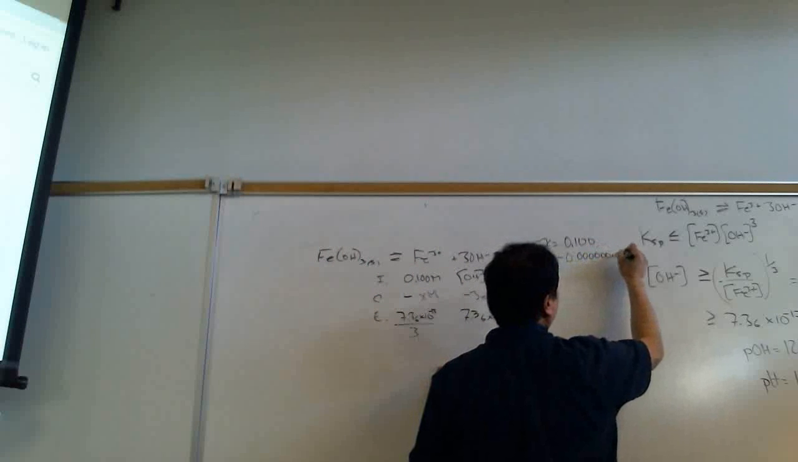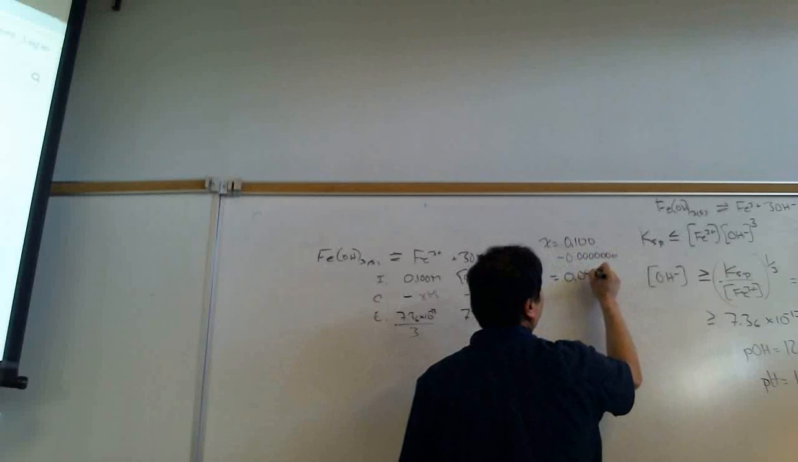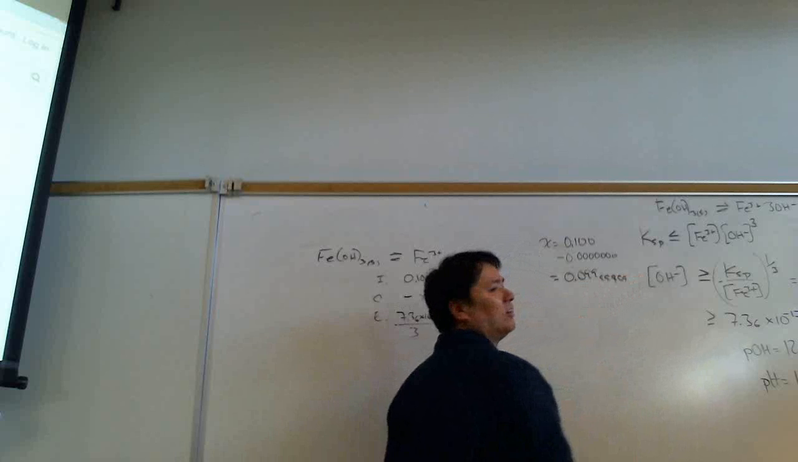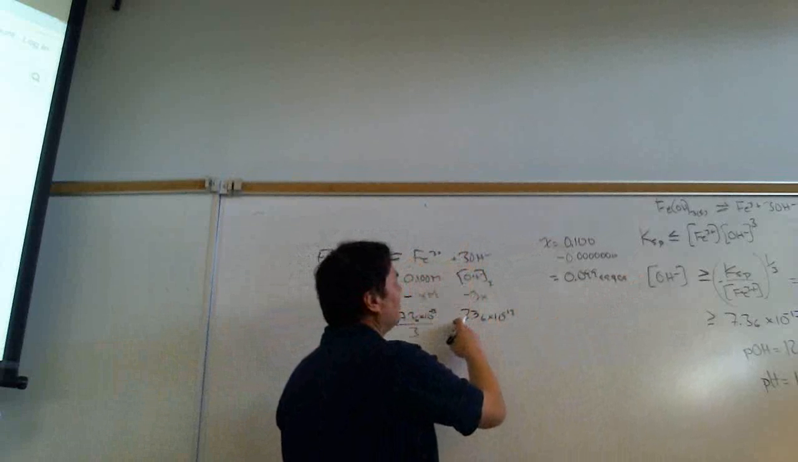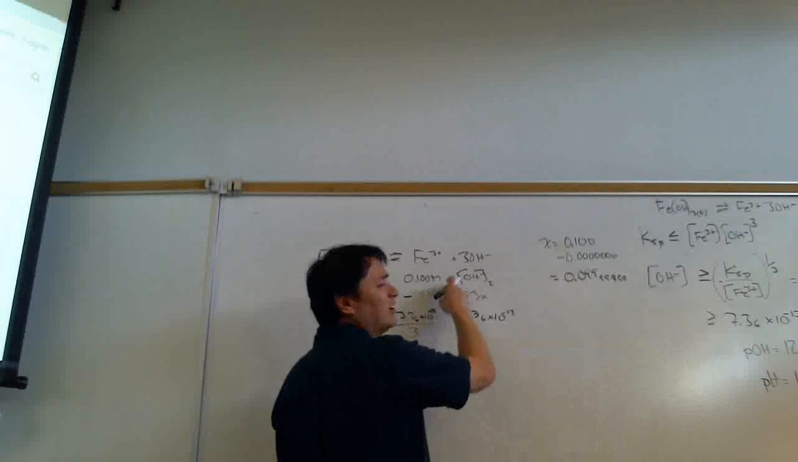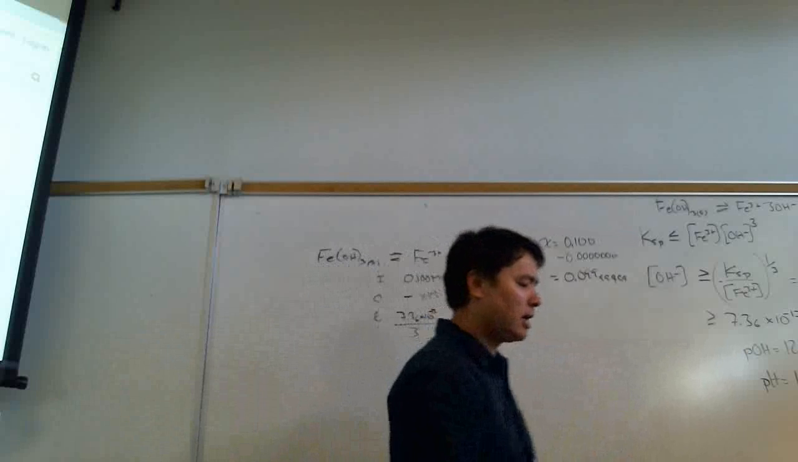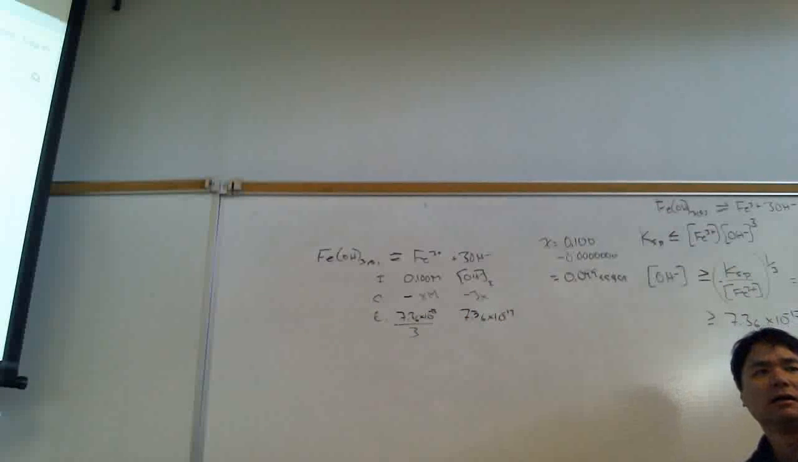So it's just a whole bunch of zeros. And so this is going to come out to 0.099999, or about 0.100, right? And so that plus this is going to give us around 0.100 molar initial hydroxide. And so this solution would have had to be about 0.100 molar initial hydroxide. Right?